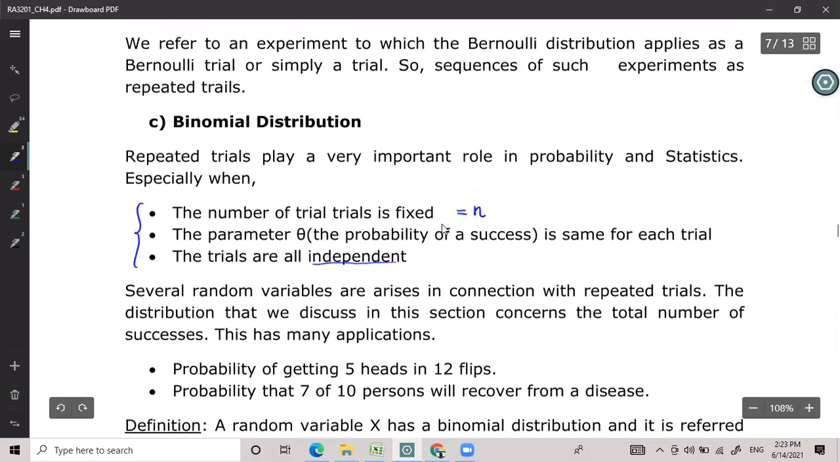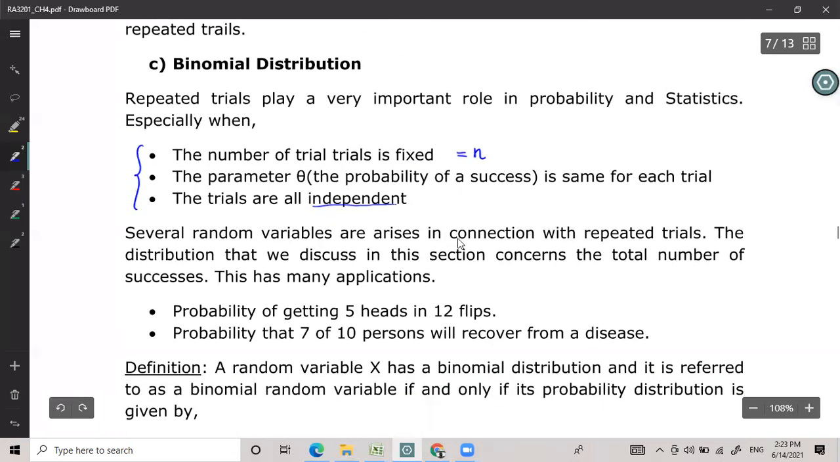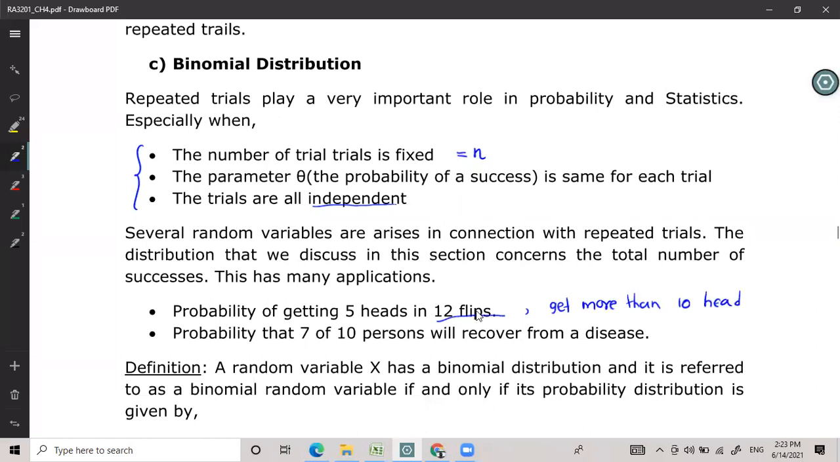See, and what can you do with these situations? You can find probabilities like this. Okay. So you flip a coin 12 times. What is the probability that you will get five heads? Exactly five heads. You can find that. Or you can find what is the probability that you get more than 10 heads. So you can find these probabilities by developing the binomial distribution. Okay.